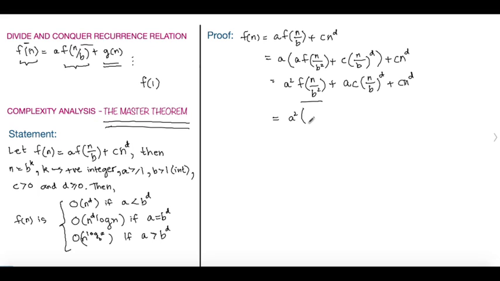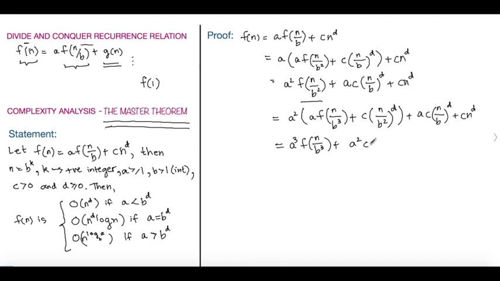Now let's expand this again. This is a times f of n over b cubed plus c times n over b squared to the d, then I have the next two terms plus a c n over b to the d plus c n to the d. Now this is a cubed f of n over b cubed plus a squared c n over b squared to the d, plus a times c n over b to the d, plus c times n to the d. Now I'm going to write it as c times n over b to the 0, to the d. This will make it easy.